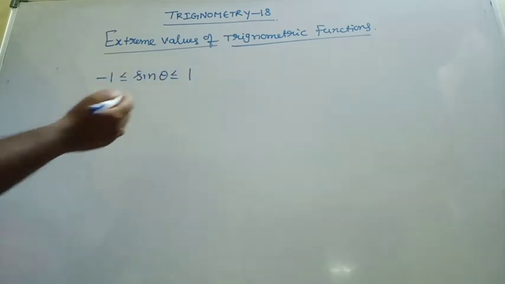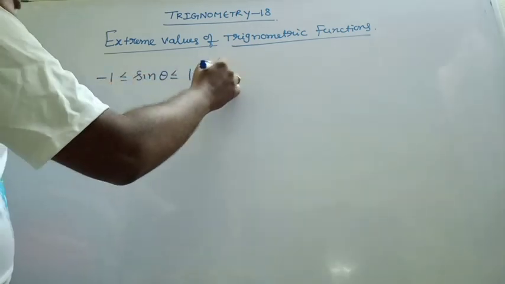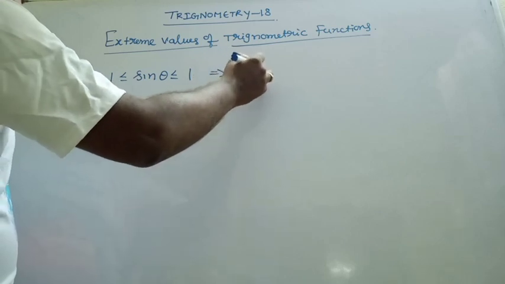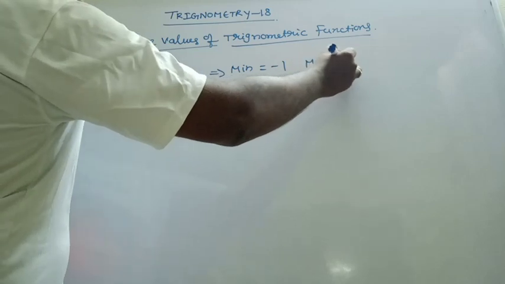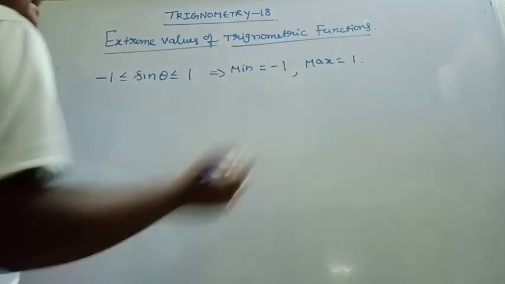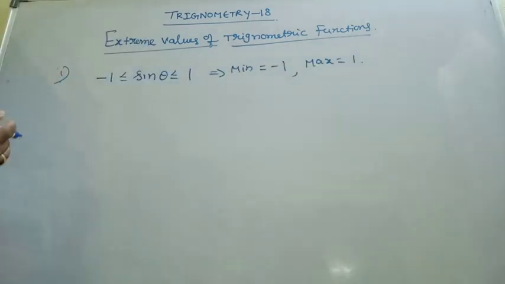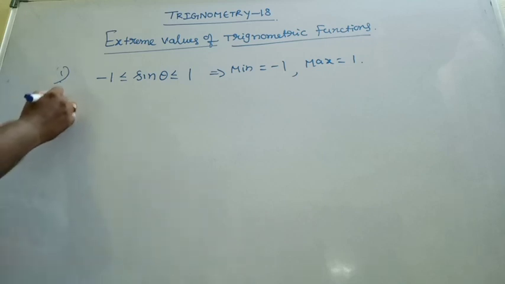Sine theta, whose range is actually -1 to 1. That means the minimum value is equal to -1 and the maximum value of sine theta is equal to +1, like this, right? First, let us discuss all the trigonometric functions and various different kinds of functions we are going to discuss.